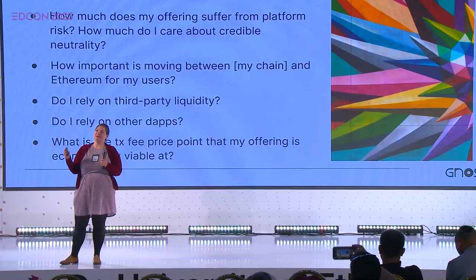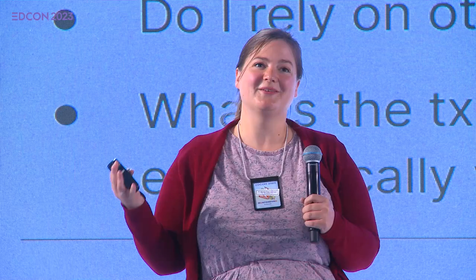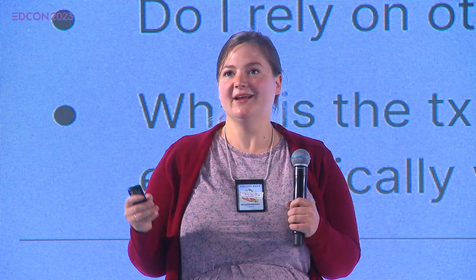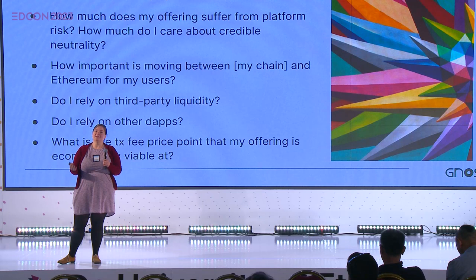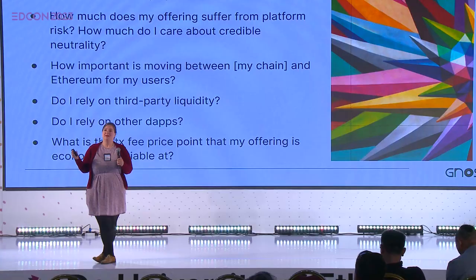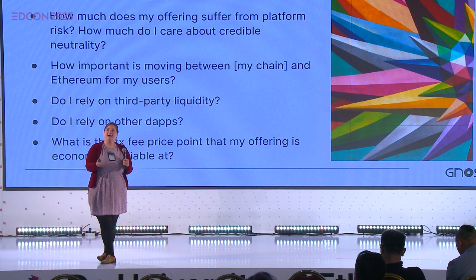So it's 2023, and you're deciding where to deploy a dApp. There are definitely pros and cons of all the different venues you can deploy to. Questions you have to ask yourself: how much does my offering suffer from platform risk? If that is a lot, you don't want to go to a solution where you're at the mercy of a single entity or their lawyer. How much do you care about credible neutrality? How important is moving between Ethereum and your dApp?